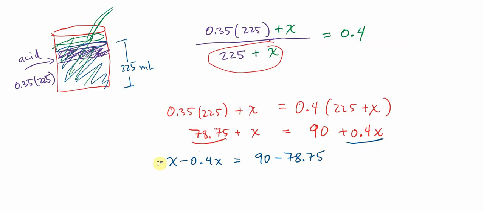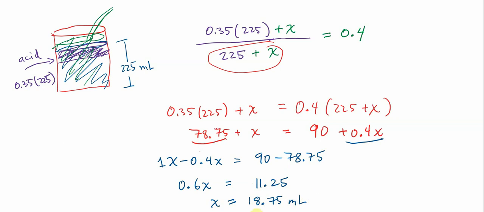X here is just 1x, so 1 minus 0.4 is going to be 0.6x, and 90 minus 78.75, that is going to be 11.25. Then divide both sides by 0.6, and we get a nice clean 18.75 milliliters.